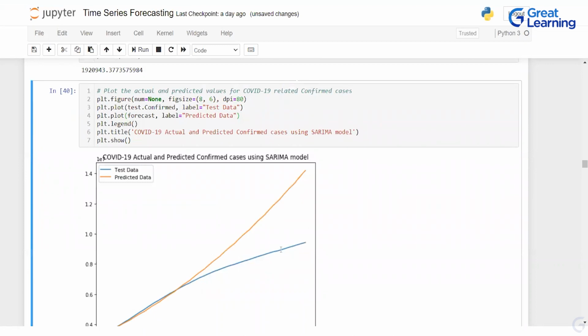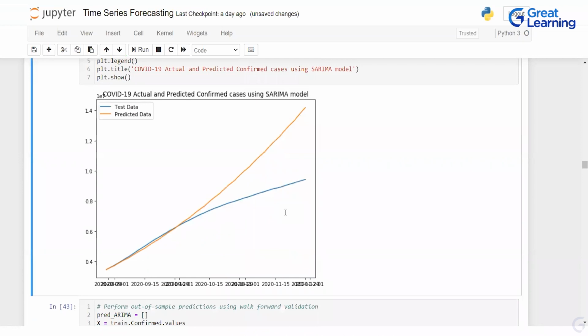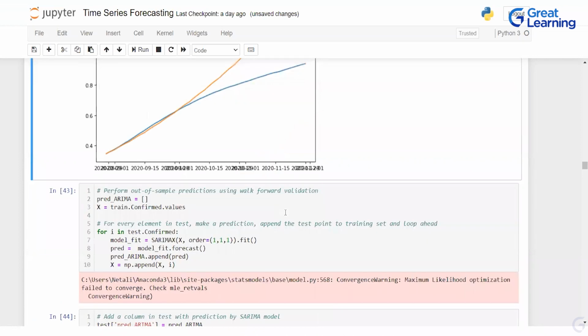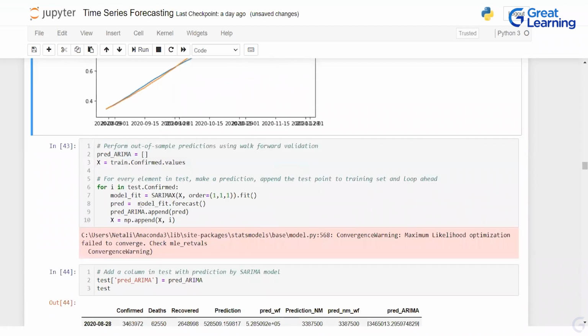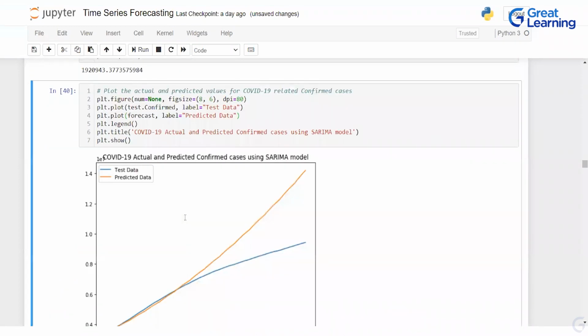It is slightly deviating, but not that much as compared to your naive or moving average or average method. Now, one thing, guys, over here, this is all ARIMA. Let me show you this one. I'm using a SARIMAX model over here. What is the SARIMAX model? The X means that I am going to use an exogenous variable over here. What is my exogenous variable?